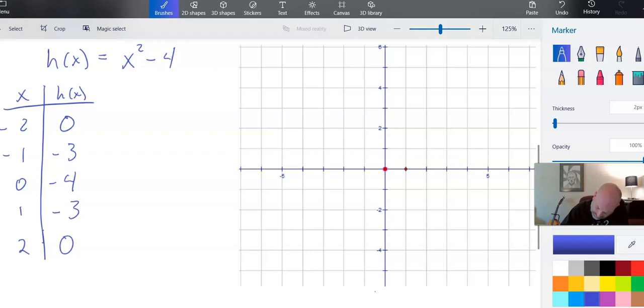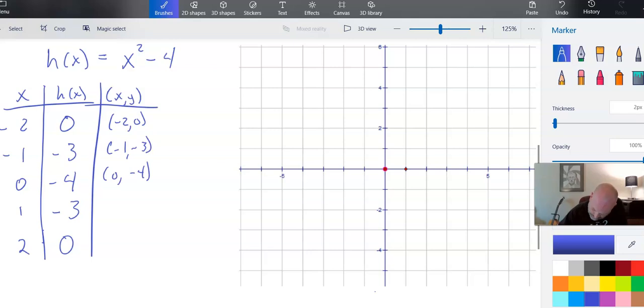Let's look at what points we have. Here's our x, y: -2, 0; -1, -3; 0, -4; 1, -3; and 2, 0. And you notice it's symmetric, right? That's one of the properties of these particular types of equations. Some of them are symmetric, some of them aren't. But it turns out if they have an even exponent, they're usually symmetric.